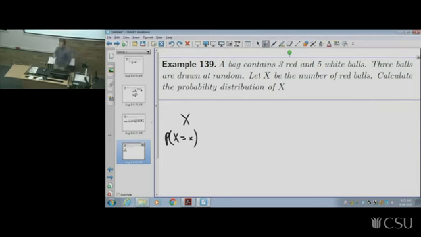Let's calculate various probabilities. I think I need a bit more room, so I'm going to write it differently. For the number of red balls, we can have 0, 1, 2, or 3. That's the number of red balls we can have when picking 3 balls from a bag. So how many red balls can we get? 0 up to 3.